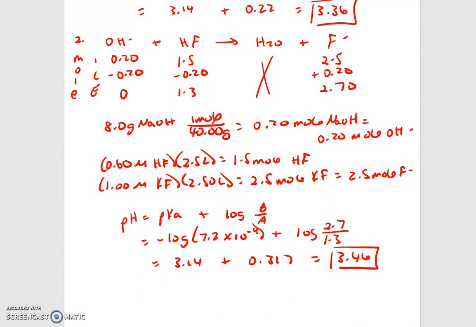All of my hydroxide will get consumed by my buffer solution. So I have 0.20 moles of hydroxide that's completely consumed. It's going to react with 0.20 moles of my hydrofluoric acid. That's going to leave me with 1.3 moles of hydrofluoric acid. And I'm going to produce 0.20 moles of fluoride ion, which is going to be added to the 2.5 moles that I started with. So I'm going to have 2.70 moles of fluoride ion when the reaction is complete. So I have an acid and a base left in my solution, so I still have my buffer solution.